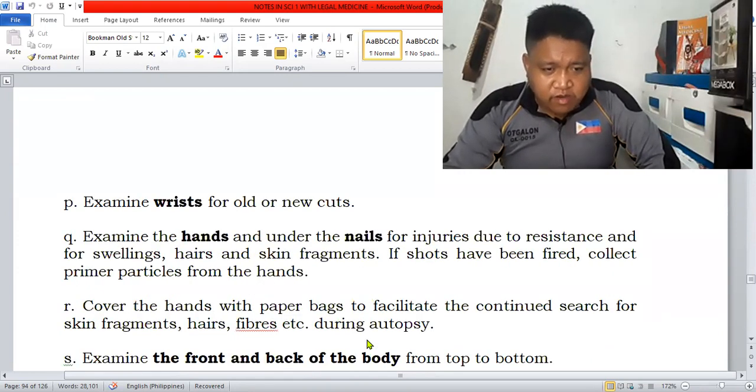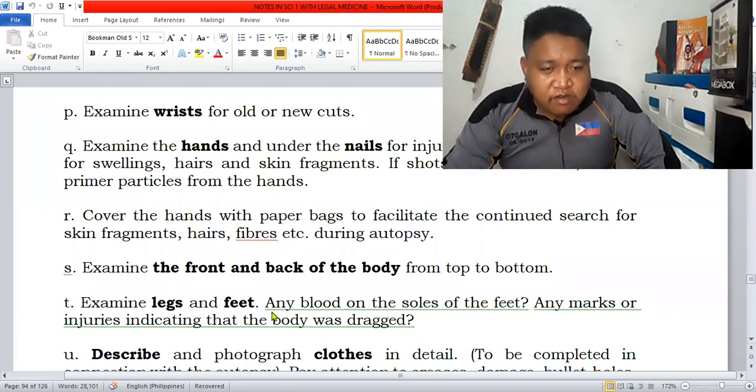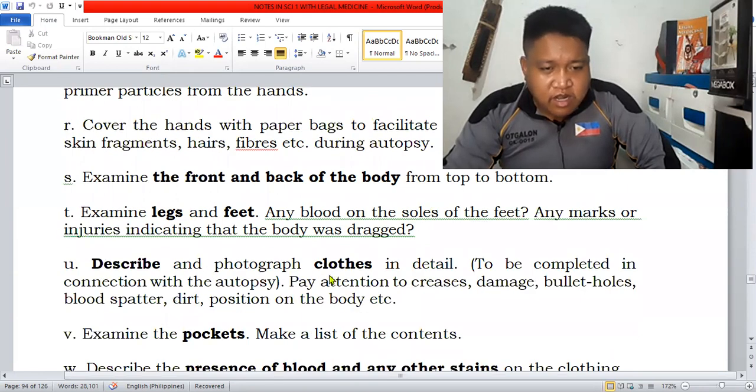Cover the hands with paper bags to facilitate the continued search for skin fragments, hair fibers, etc. during autopsy. Examine the front and back of the body from top to bottom. Examine the legs and feet, any blood on the soles of the feet. Describe and photograph clothes in detail.